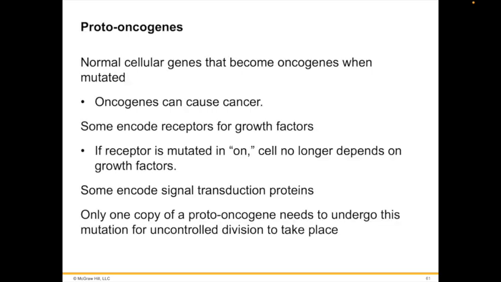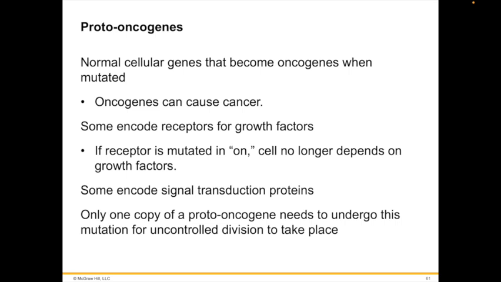The discovery of oncogenes provided a simple genetic basis for the loss of control over the cell cycle that characterizes cancer. Even more important was the discovery of cellular counterparts of these oncogenes. These so-called proto-oncogenes are normal cellular genes that become oncogenic when mutated.